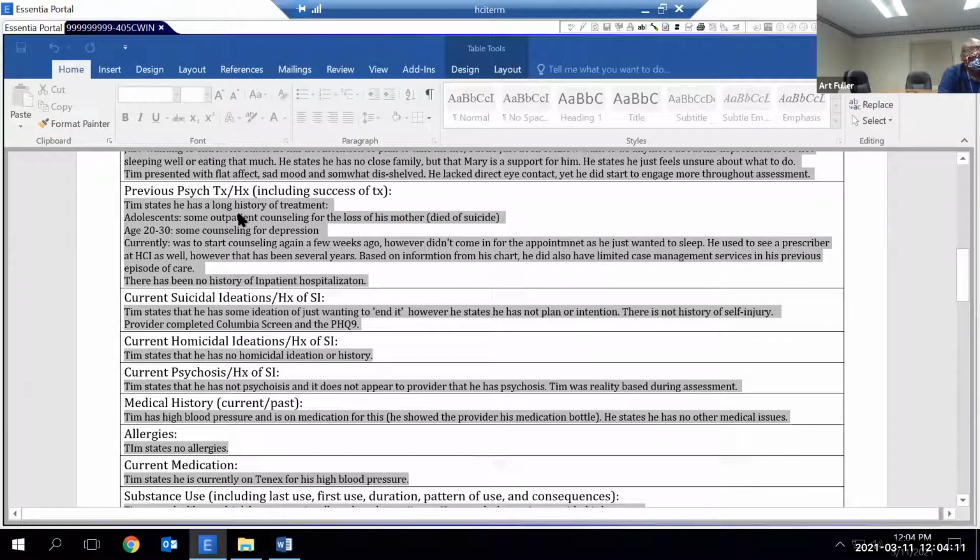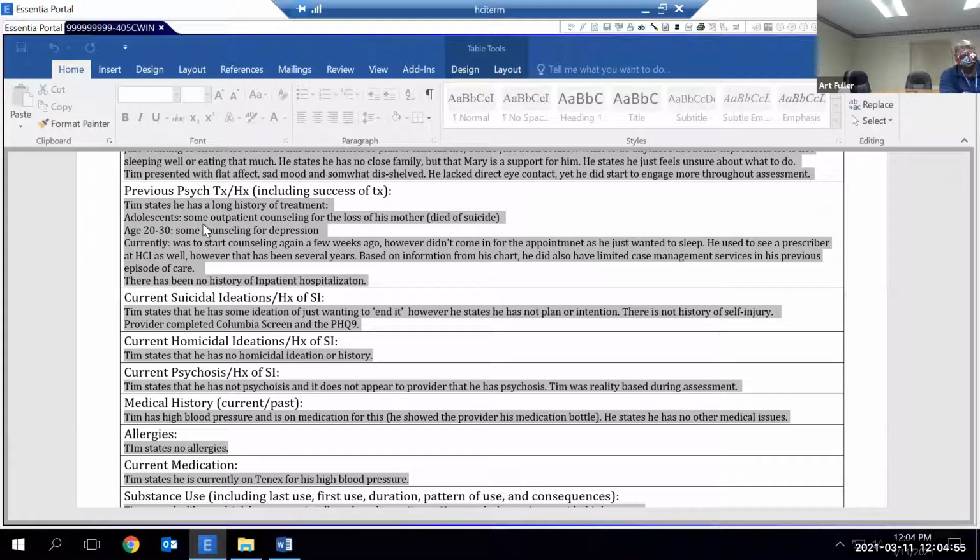The previous psych treatment, again, we want to take as much information here as we can. We know he said, as an adolescent, he had some outpatient because his mother died of suicide. Okay, when they say that they've had past history of services, we want to make sure, okay, well, what was that for? What was going on at the time? He had some counseling for depression at age 20 to 30. He currently states that he was going to start counseling again a few weeks ago, however, didn't come in for the appointment as he just wanted to sleep. We did see in the record. So again, if we see something in the record history, we can use that as collateral information for our assessment.